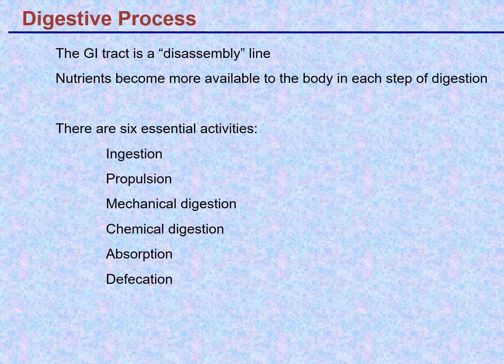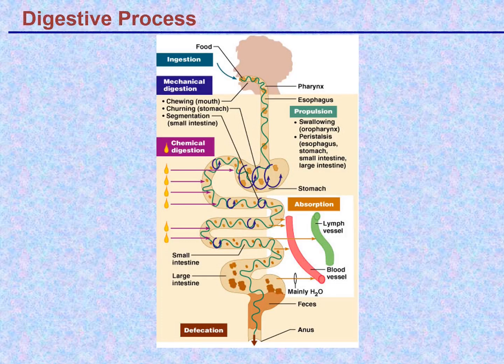There are overall six essential activities that make up the digestive process. They include ingestion, propulsion, mechanical digestion, chemical digestion, absorption, and defecation. And these are summarized here on this diagram, which you could look through on your own.